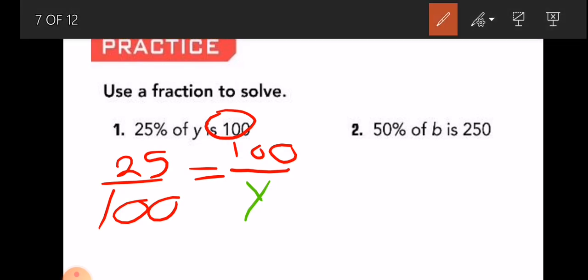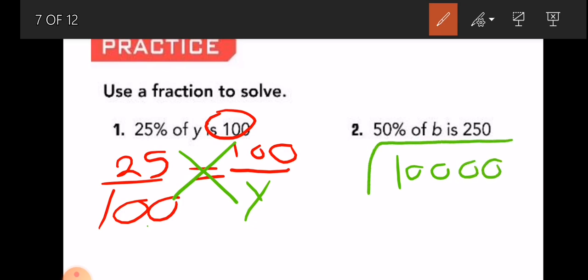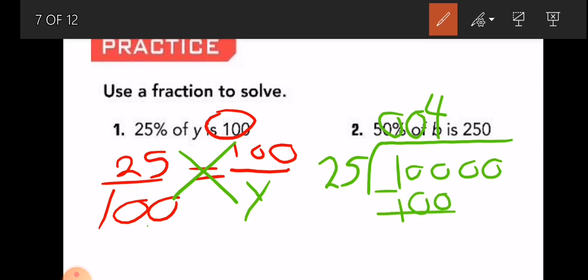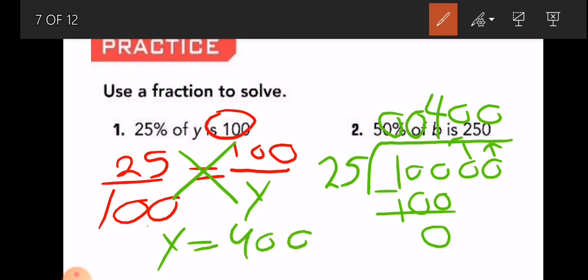How to find this one? It's 100 multiply 100, which will give me 10,000. Yes, because I have 4 zeros. Then divide by 25. How to divide it? 1 is not enough. Now 10 is still not enough. 100 divided by 25, we know that it's 4. 4 multiply 25 will give me 100. Subtract, 0. These 2 zeros, put them up. So it's 400. So y equals 400. So my total here is 400.